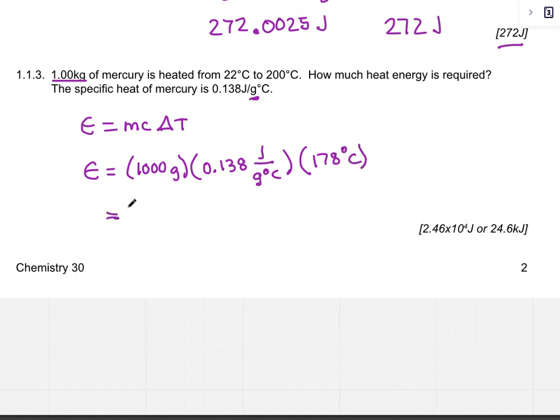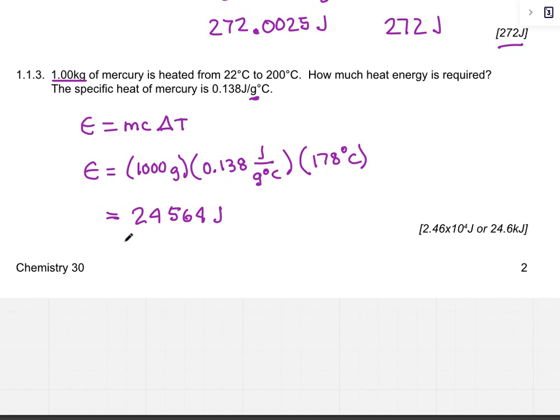And so, again, we do a bunch of multiplying. 1,000 times 0.138 times 178. I get 24,564 joules. Trouble is, 3 sig digs, 3 sig digs. Technically, this 1.00 had 3 sig digs also, so I cheated a little bit by writing 1,000 here. Our answer can only have 3 sig digs, so we cannot write 24,564 with only 3 digits.